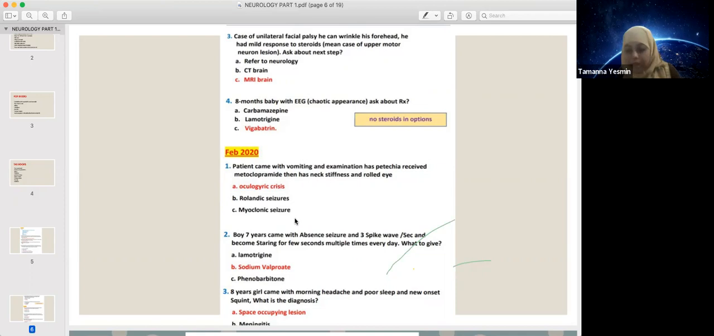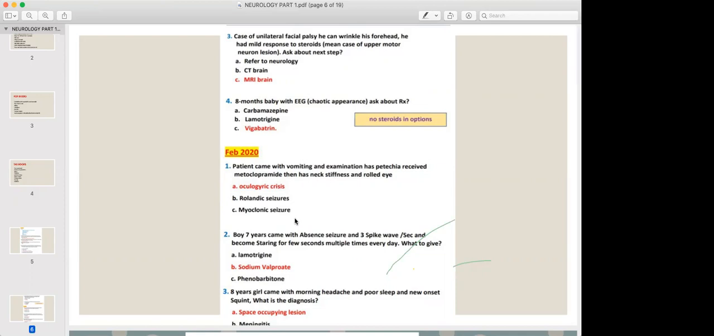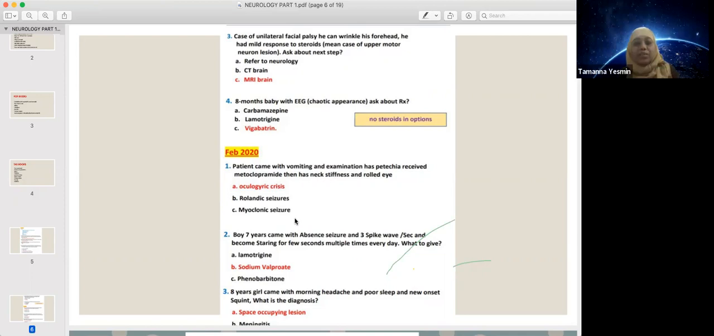Why? Who can tell me why for girls we cannot give? Teratogenic. Neural tube defect. Yes, because she may become pregnant when she is adolescent or adult, and she will continue valproate. So she can have a neural tube defect child. What is next?